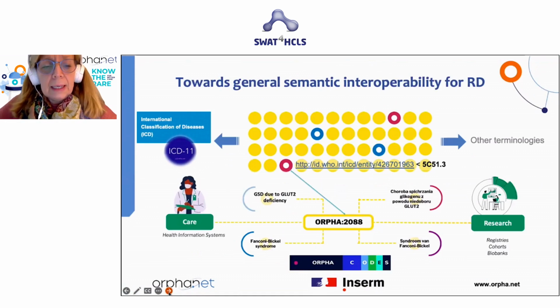So what does it allow for? You have the code. The code is a number, an alphanumeric chain of characters that allows interoperation across countries, across languages, but also across domains, from care to research. It also, in the nomenclature system, we are producing mappings, so alignments with other terminologies.